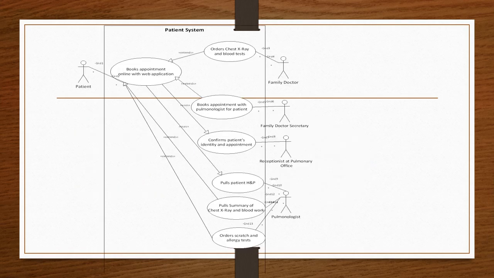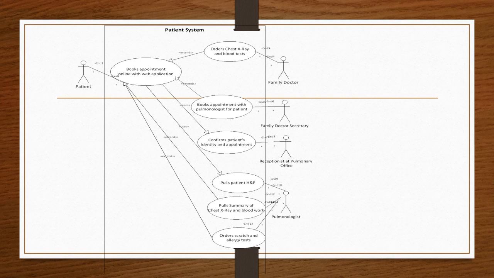This is my use case diagram. I included 5 actors to perform tasks on the computer. The patient is the first actor, who books an appointment with the family doctor on a web-based application. Once there, the family doctor is the second actor. He orders a chest X-ray and blood work. This case extends back to the patient.